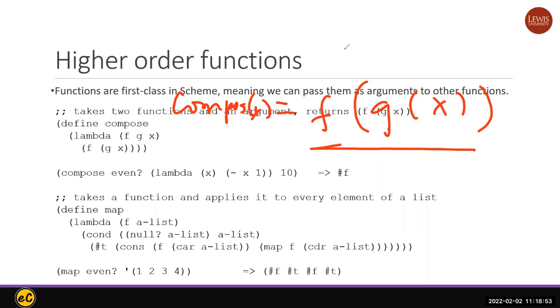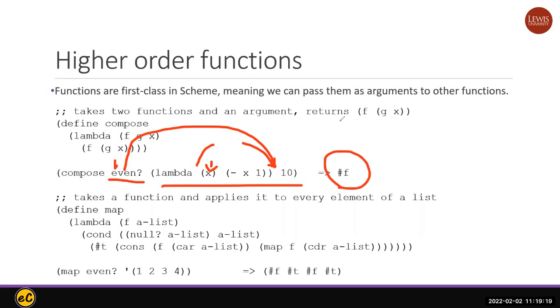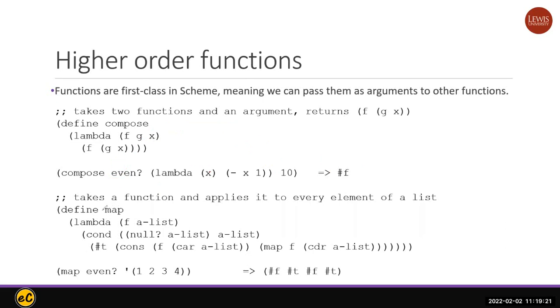Okay, so compose, you get the even as one function, the even checker, and the lambda function. So lambda function is an internal function. You get x, and this lambda function is x decreased by 1. So you apply this function to 10 first, then you become 9. Is 9 even? No, it's not. So you get false.